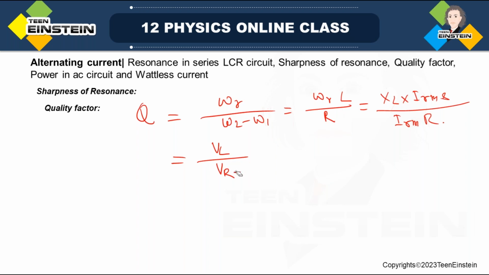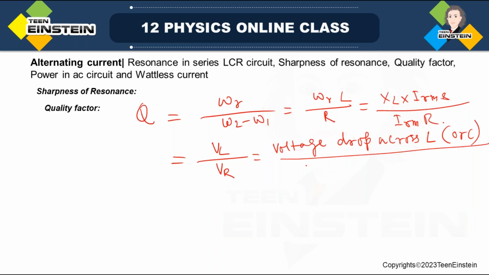So this is actually the voltage drop across L or C, it will be the same thing, divided by the applied voltage. Quality factor is defined in that term also. Another definition we can make actually.